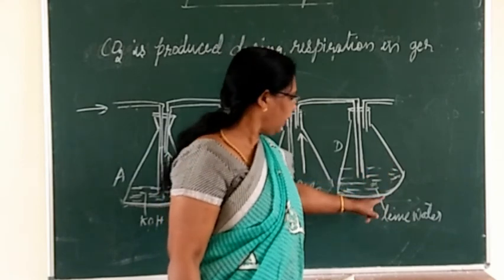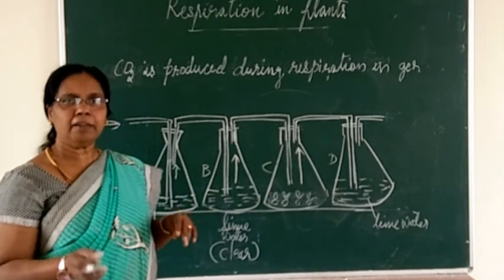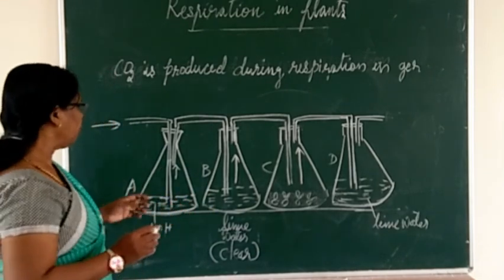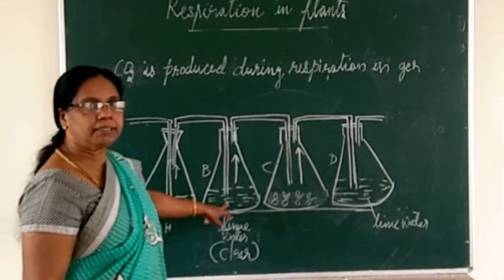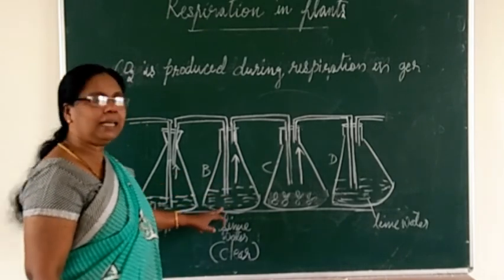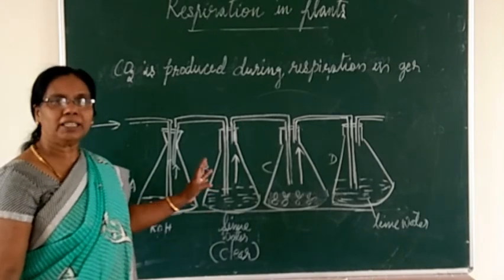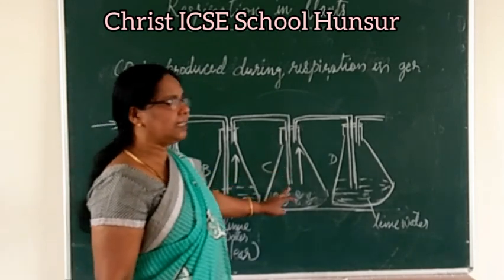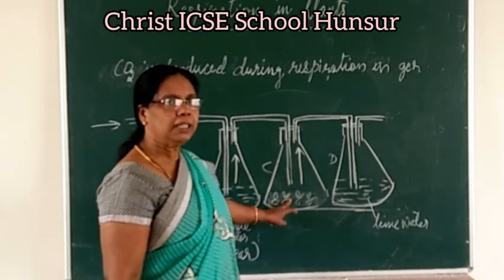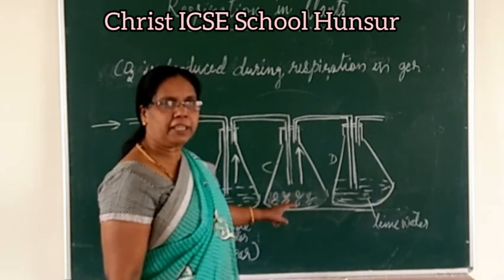We keep colorless lime water in it. Here you can see that in the second case we proved that the clear lime water does not turn milky, showing the absence of carbon dioxide from the atmosphere. In the third case we have the germinating seeds. You can see that these seeds respire.